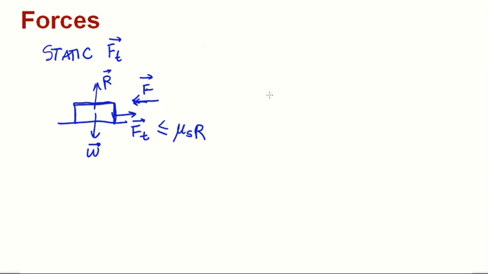So what happens here? Let's assume that you are trying to move that block and you start with a force of 0. This is a graph of your force. As you increase your force, the block will not move. And when you reach a certain force, let's say that this is mu s R, this is our static friction. When you cross this value, then the movement starts.